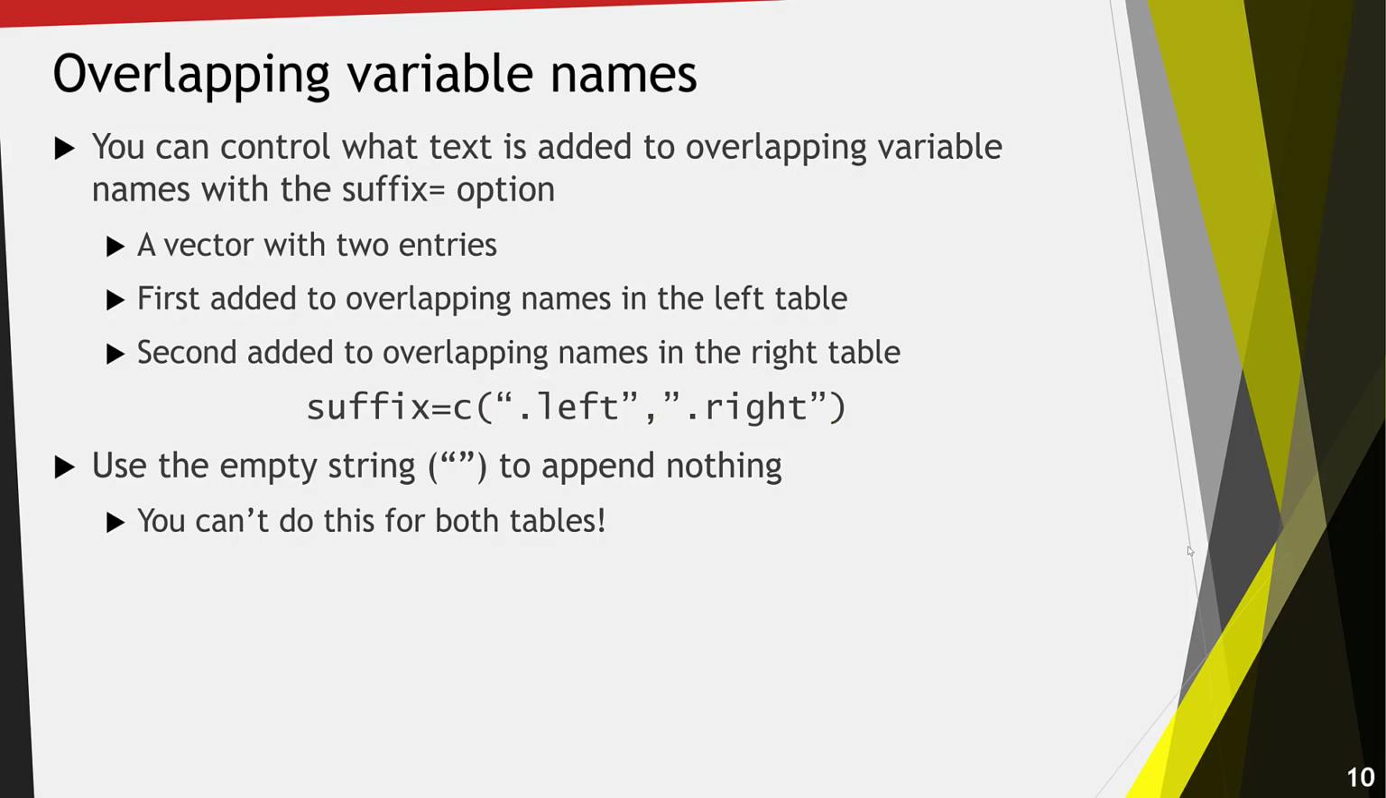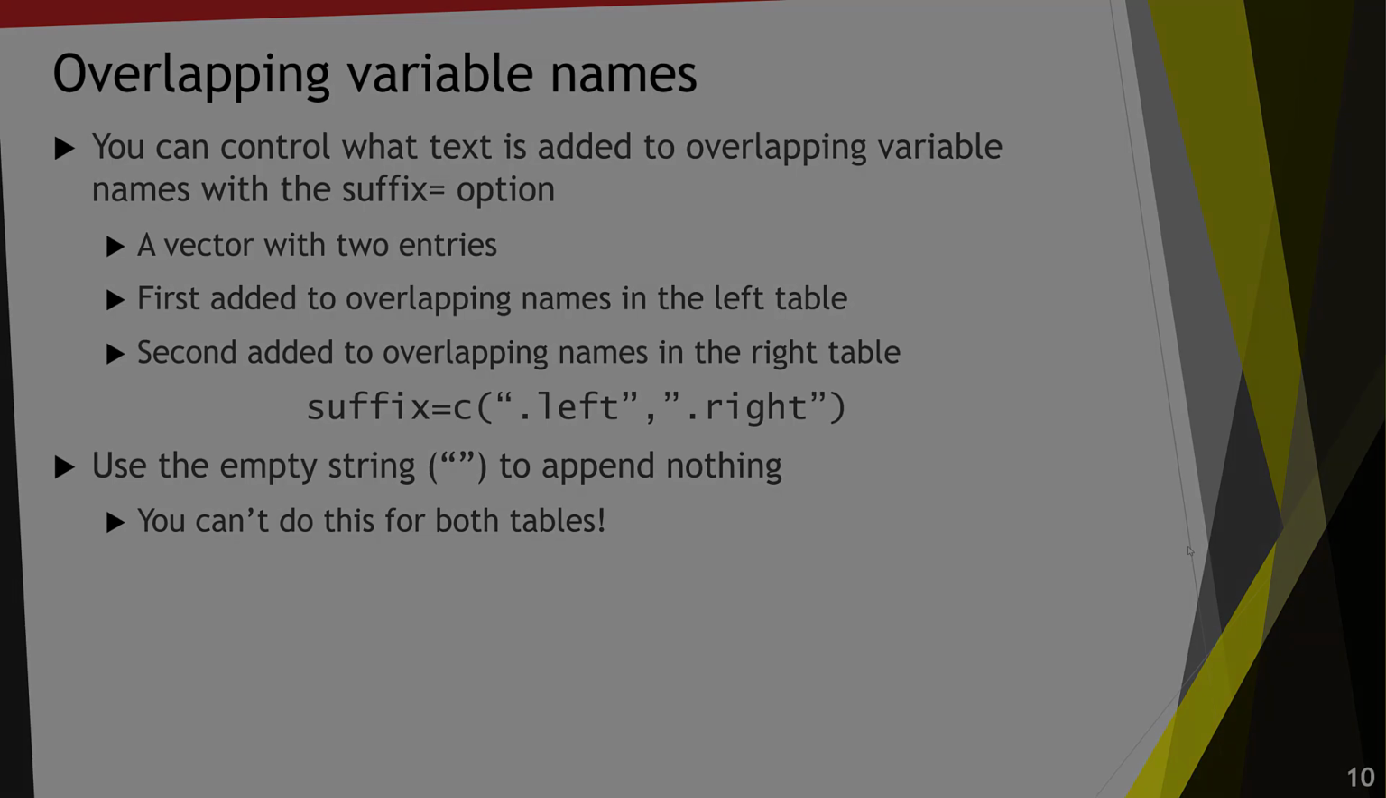If I were to join two tables with overlapping variable names, those variable names would have .left appended if they were on the left table and .right appended if they were from the right table. You can use the empty string, two quotation marks next to each other, to append nothing. But remember, you can't do this for both tables because you need to keep the information separate and the variable names are exactly the same.